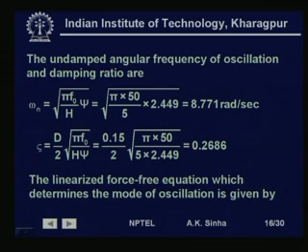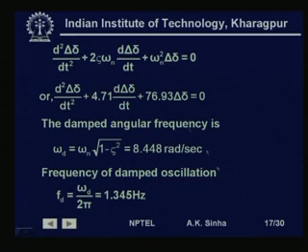Now, the linearized force free equation, which determines the mode of oscillation as we had seen earlier, is given by this relationship: d2 delta delta by dt2 plus twice zeta omega n d delta delta by dt plus omega n square delta delta. This is equal to 0. So, this is the expression that we have. Now, substituting the values of zeta and omega n in this expression, we will get the expression for the machine connected to infinite bus at the initial operating point, that is delta 0 is equal to 17.36 degrees.